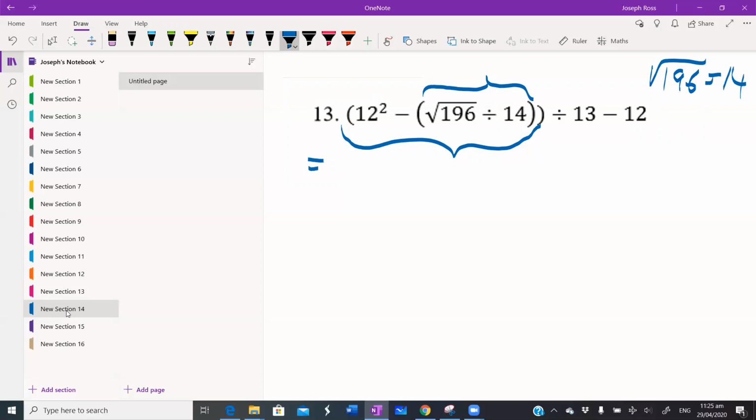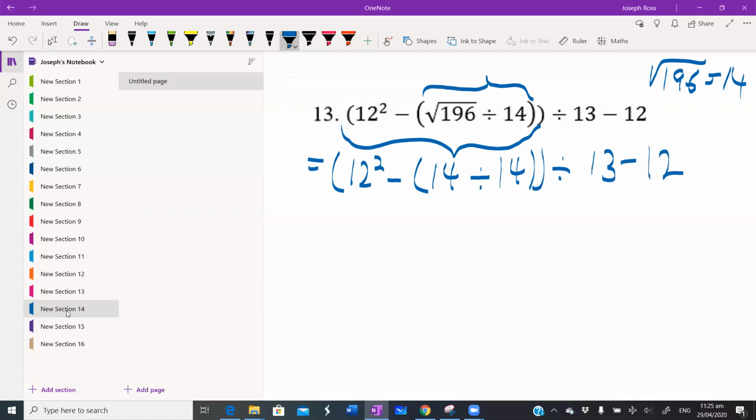So what we've got here is 12 squared minus, and then the opening bracket is square root of 196. We've just found that to be 14 divided by 14. And then we've got the rest of our equation. So what's the next thing to do? We've still got two sets of brackets. Still got to do what's inside the innermost set of brackets first. So 14 divided by 14 is 1.